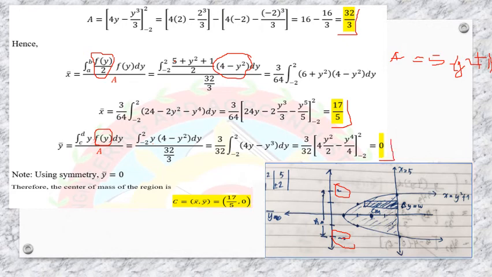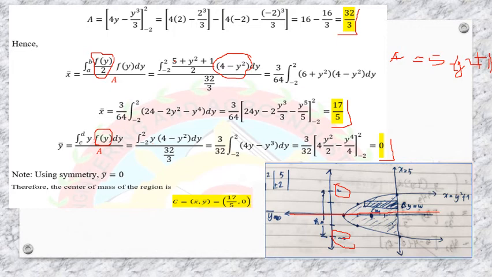Note, using the symmetry, since the graph is symmetric, the top has a mirror image at the bottom. Whenever the graph is symmetric about the x-axis, y bar is always equal to 0. But to make sure, let's solve for the center of mass anyway.